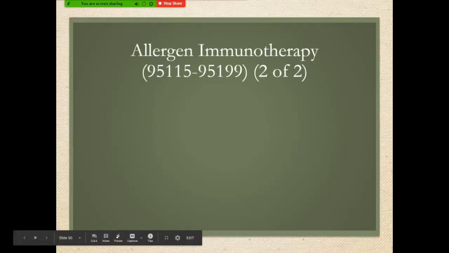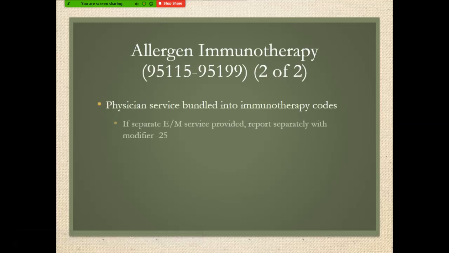Allergen immunotherapy 95115 through 95199. Physician service bundled into immunotherapy code. If separate E&M services provided, report separately with the modifier 25. An office visit code is not usually reported, but when is it reported? When the physician provided another identifiable service at the time of immunotherapy.